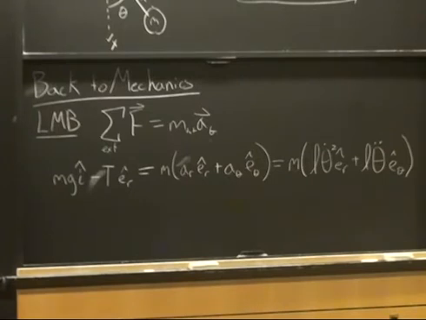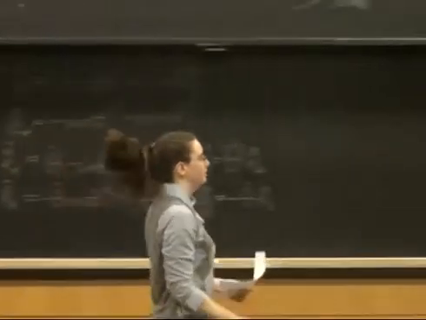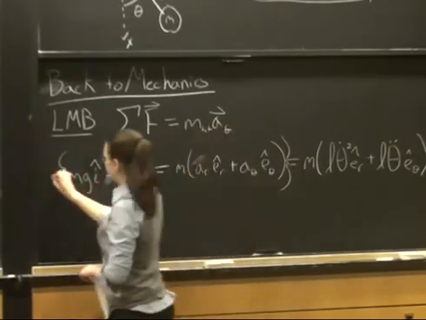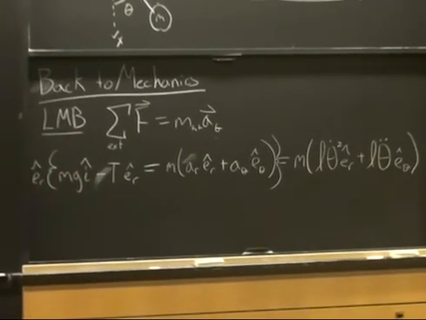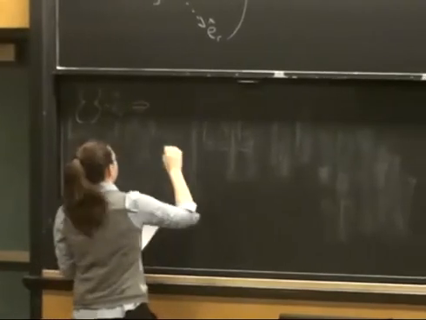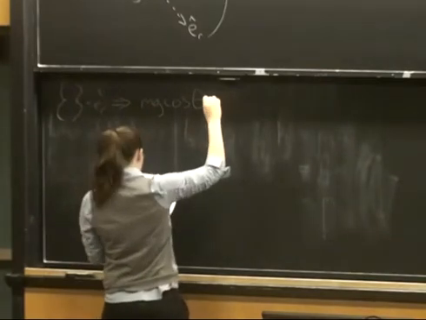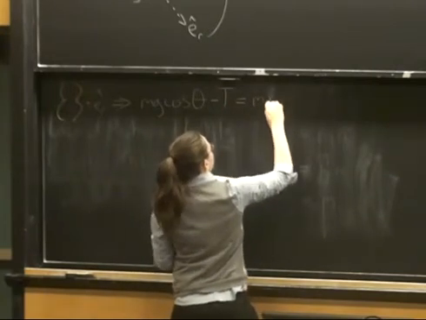So we have a vector equation, and we want to split that into separate equations. So first we dot with ER hat. So we want to take this and dot with ER hat. And that gives us mg cosine theta minus T is equal to m L theta dot squared.